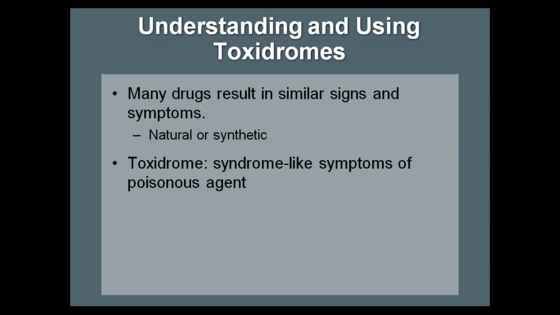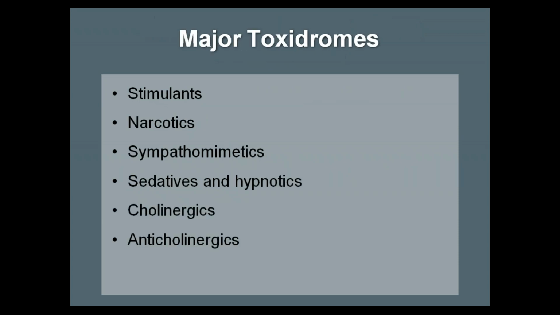Many of the drugs result in similar signs and symptoms. They're either natural or synthetic. And so major toxidromes, these are grouped together. Toxidromes can be a stimulant, a narcotic, a sympathomimetic, a sedative, a hypnotic, cholinergics, anticholinergics. These are all the different groups that these drugs can fit in based on their toxidromes.